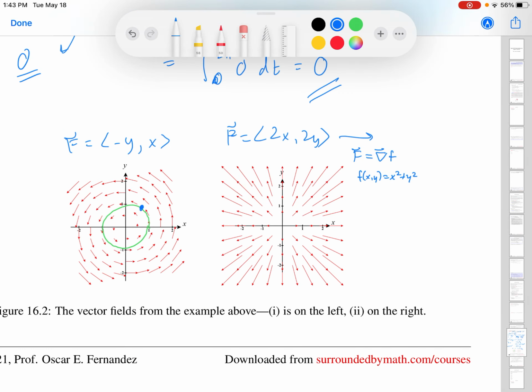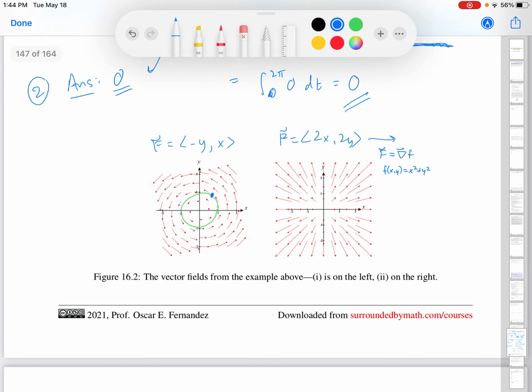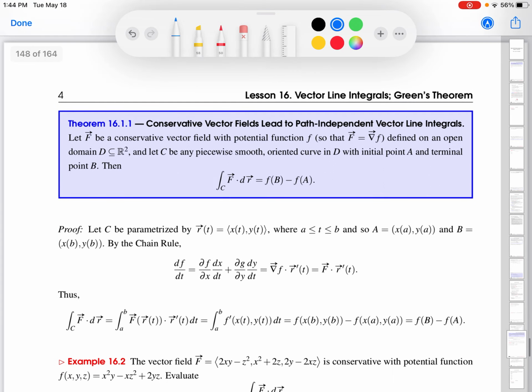And that's another thing that I'm doing to plant the seed in your mind, and those answers will come later in this lesson. But I do want to, as an intermediate step to getting to that answer, use that as a springboard to now talk about conservative vector fields and vector line integrals, specifically the path independence association there.